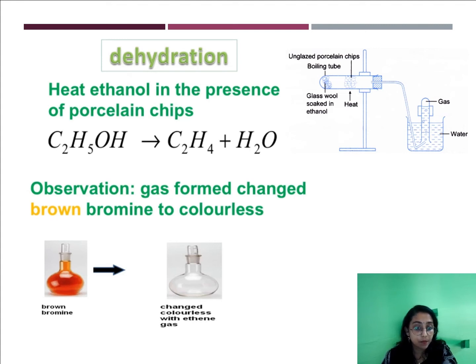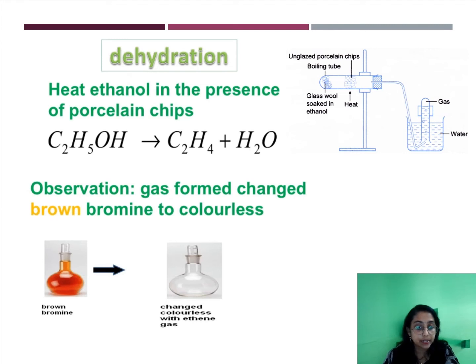Okay. So how do I test the gas collected? For alkene, we can use potassium manganate(VII) or bromine water. Both will be decolorized. Because one of the reactions of alkene is that it can decolorize the brown bromine water, and also it can decolorize the acidified potassium manganate(VII). Those two reagents can be used to confirm the presence of alkene at the end of dehydration.